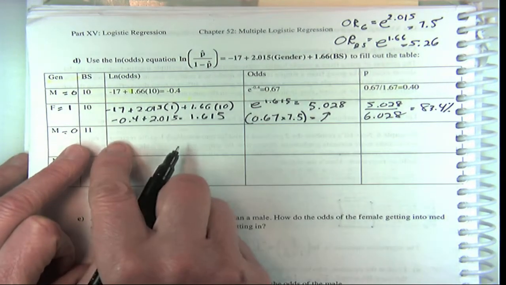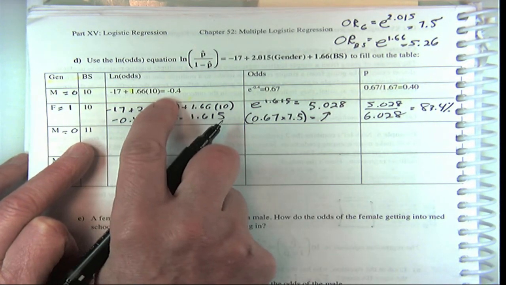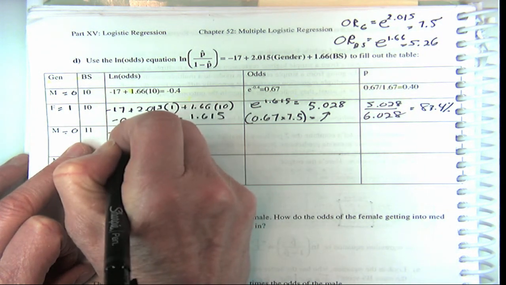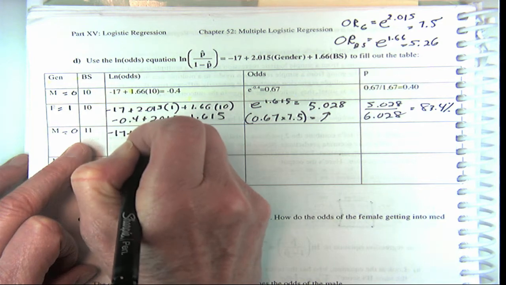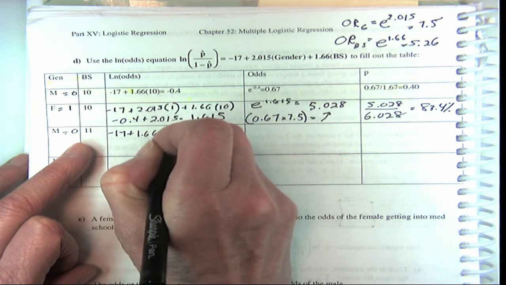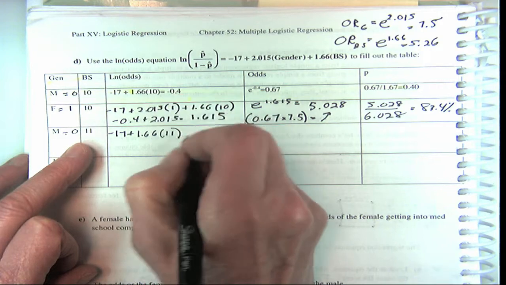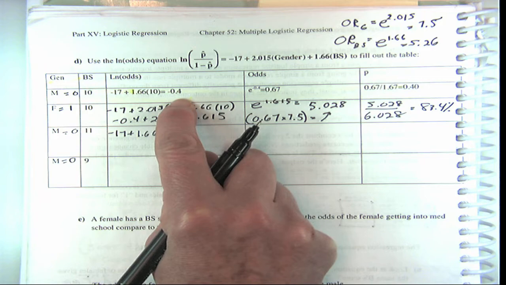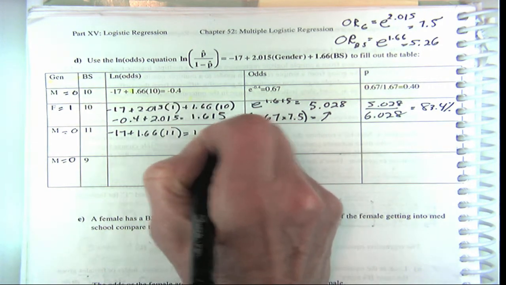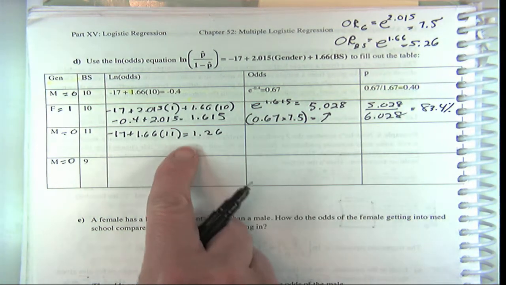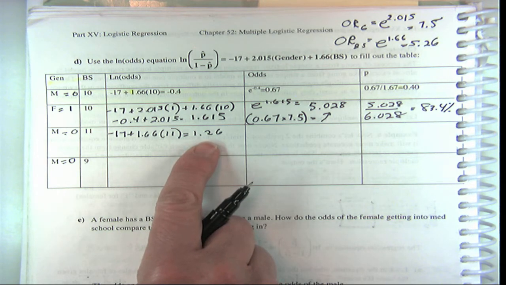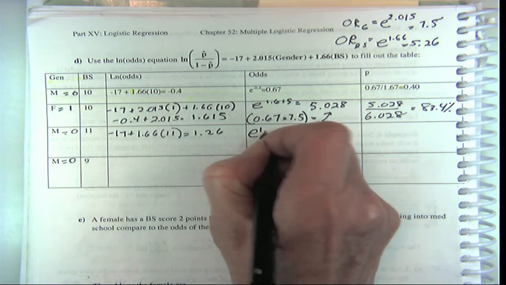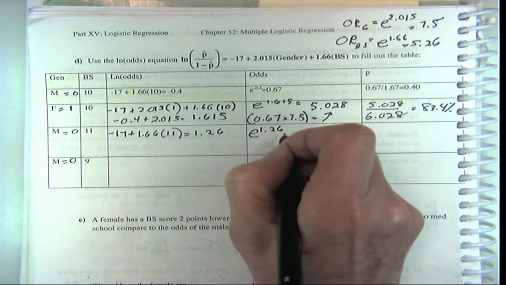All right, we can just do one more here. What if it was a male who had a score of 11? Well, what would change here? This would just be negative 17 plus 1.66 times 11. So we'd just be adding 1.66 to negative 0.4, and we get 1.26. So now his log odds are positive. That means his odds are going to be greater than 1.